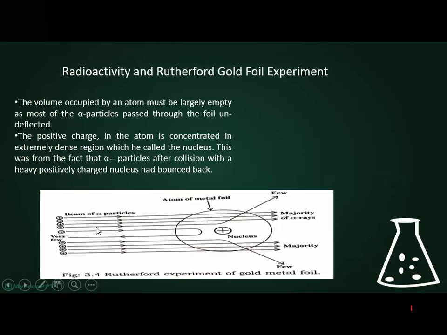When he passed the beam of alpha particles, most of the rays passed straight away, outside the nucleus, but a few of them were deflected. When they came near the nucleus, they deflected through a large angle or small angles, and very few of them bounced back.